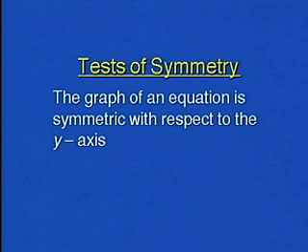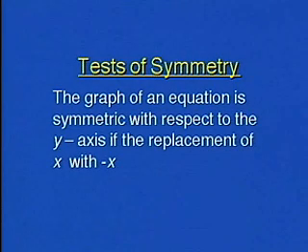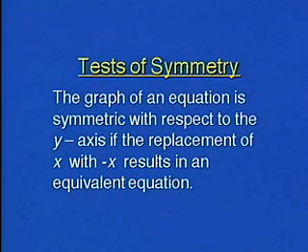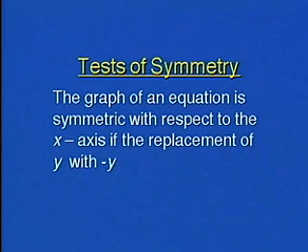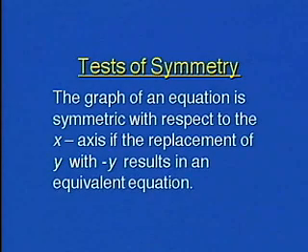Now, what this does for us is it generalizes the whole idea of symmetry about the x-axis and the y-axis to some tests for symmetry. The graph of an equation is symmetric with respect to the y-axis if the replacement of x with negative x, in other words, we substitute in negative x for x, results in an equivalent equation. In other words, it gives us back the original equation we started with. Similarly, the graph of an equation is symmetric with respect to the x-axis if the replacement of y with negative y results in an equivalent equation. In other words, we end up back with where we started. Let's go ahead and take a look at some examples where we can use these tests.